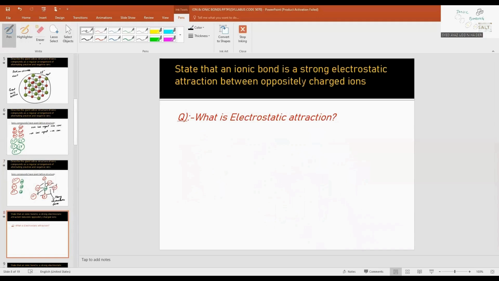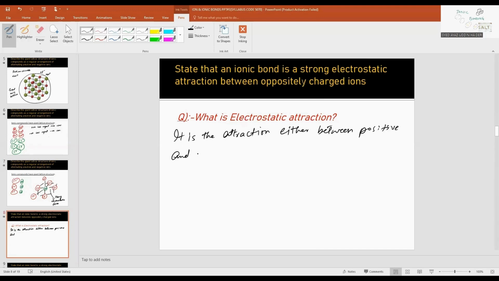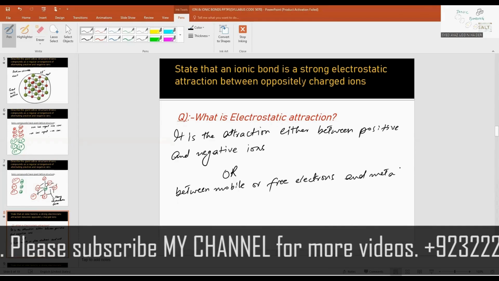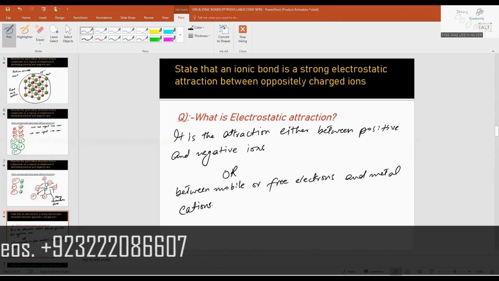What is electrostatic attraction? It is the attraction either between positive and negative ions, or between mobile or free electrons and metal cations.